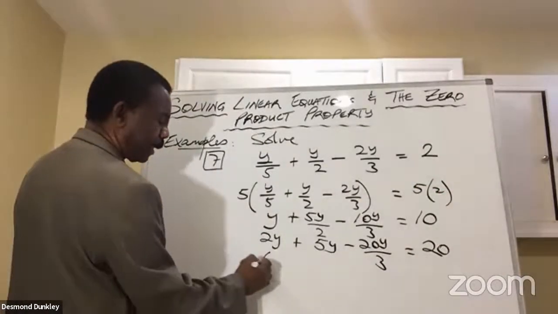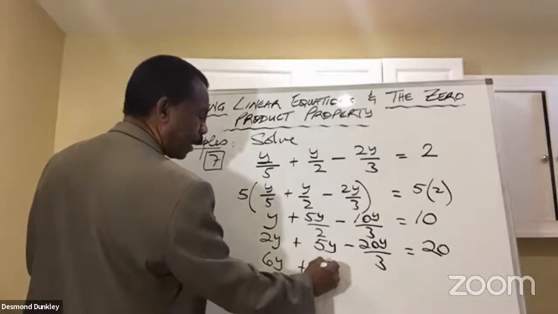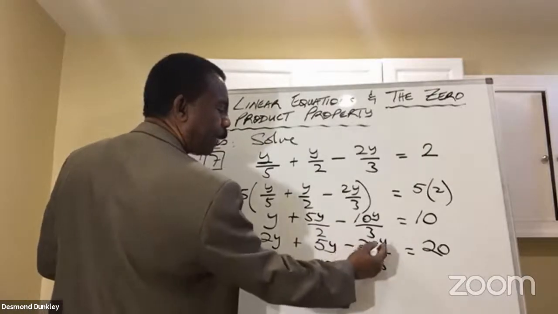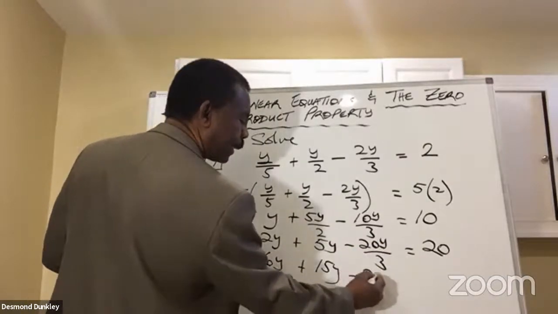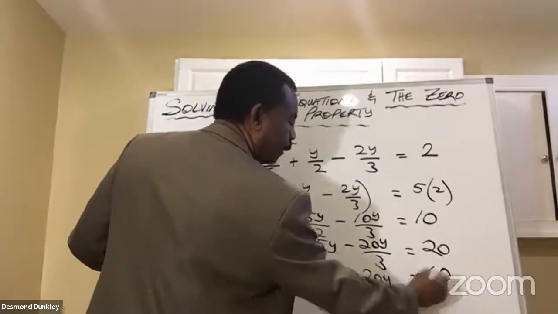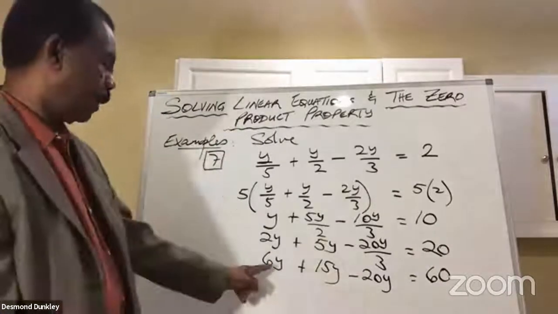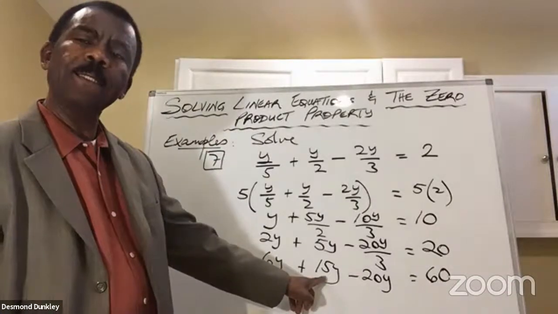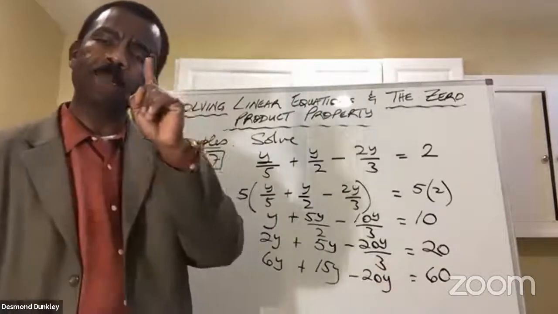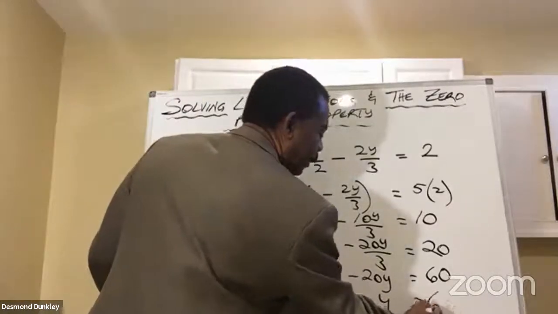3 times 2y, 6y. 3 times 5y, 15y. 3 times this gives me negative 60 over 3, which gives me negative 20y. 3 times that gives me 60. And now combine the like terms. 6 plus 15, 21. 21 take away 20, just 1y. So y is equal to 60.